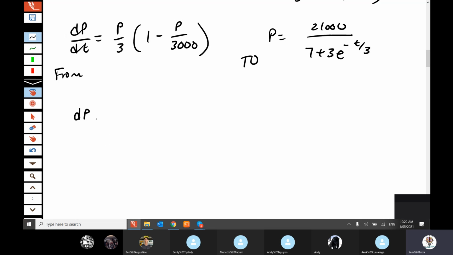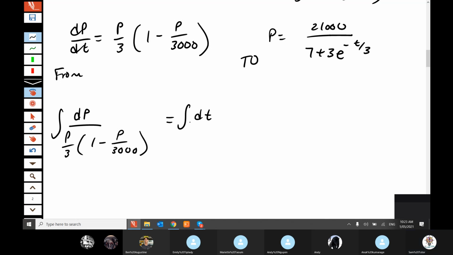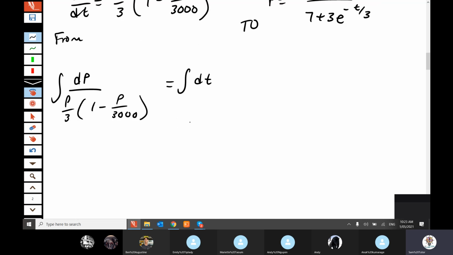So dP on P over 3 bracket 1 minus P over 3000 equals dt, and then we integrate it. Step 1, integrate the dt, which is nice and easy. And then you're stuck with the left-hand side. State ranking, they'll leave it like this. The standard questions for this topic, they'll actually, part I will say, write this one, as the one we're about to do, right?